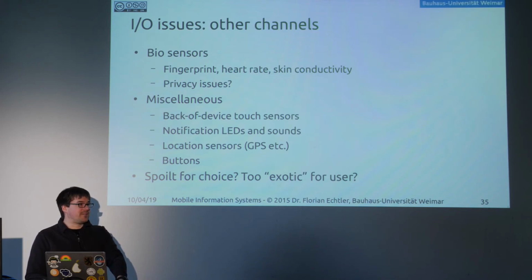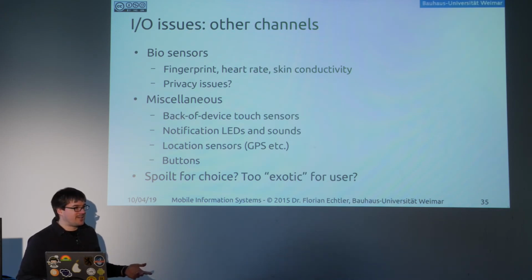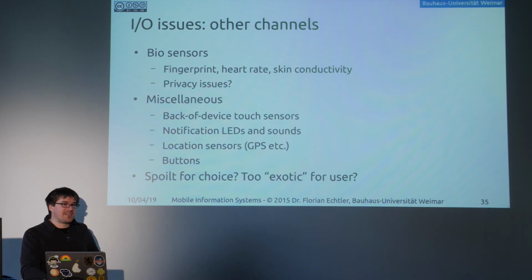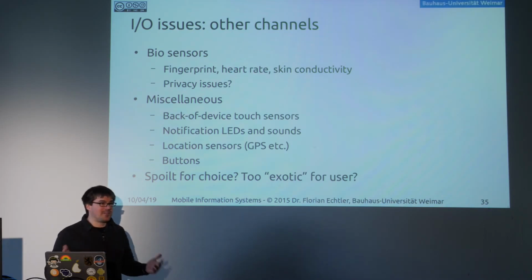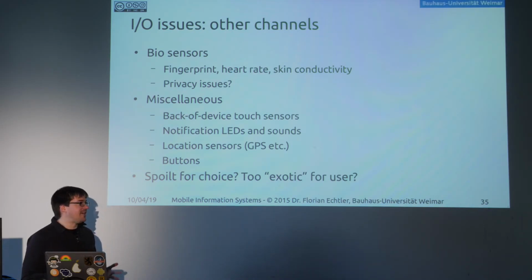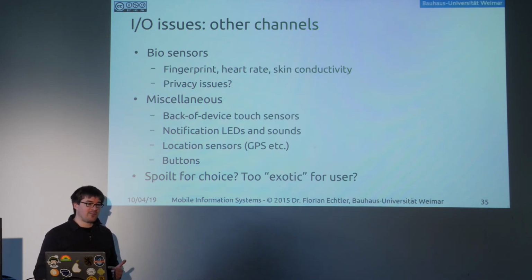Some devices have touch sensors also on the back of the device, so you can do additional input on the back side. We have notification LEDs. We have, of course, the location sensors. Sometimes we have additional buttons. The important aspect, I think, to keep in mind here is that all of these together are a very, very broad field of different options we have for input and output.